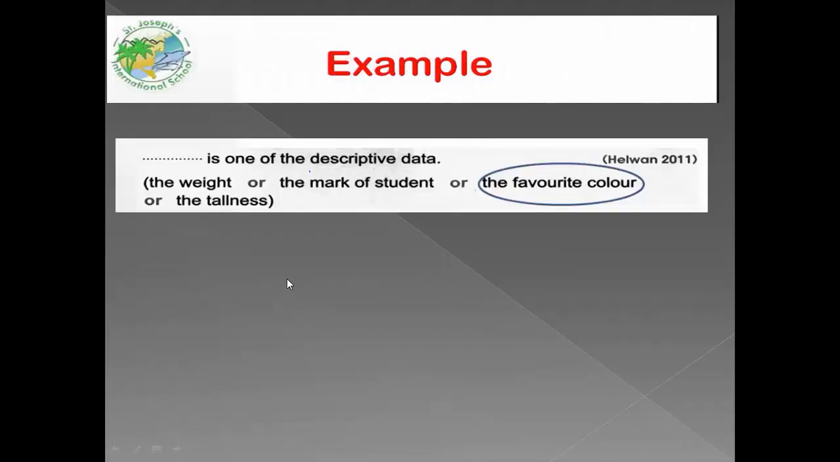Example. Which one is a descriptive data: the weight or the mark of a student, the favorite color, or the tallness? Of course, the favorite color. Okay, this is a descriptive data.